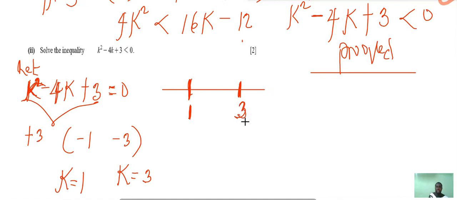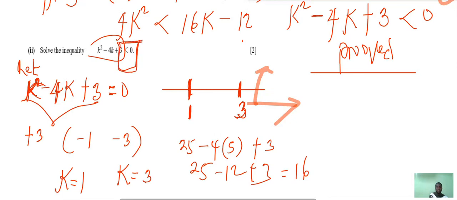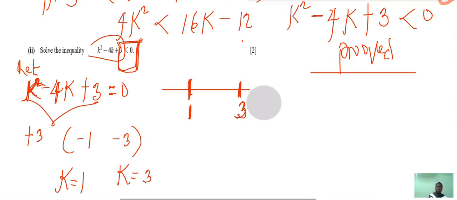So let's test the region that will be satisfied. Let me try to test here, although I know it won't be satisfied anyway. For numbers bigger than 3, let's choose 5. 5 squared is 25. Putting it here, I want to see if it will be less than 0. 25 minus 4 times 5 plus 3, that's 25 minus 12 plus 3. 25 minus 12 is 13, and 13 plus 3 is 16. Is 16 less than 0? No. It must be less than 0, and 16 is obviously greater than 0. So the region from 3 upward is not satisfied.